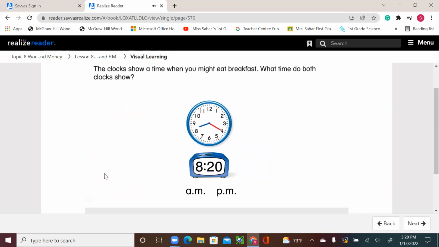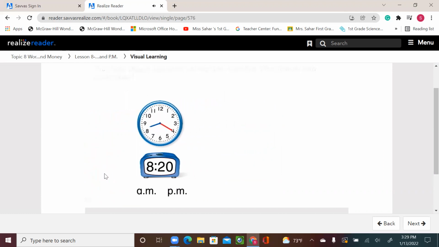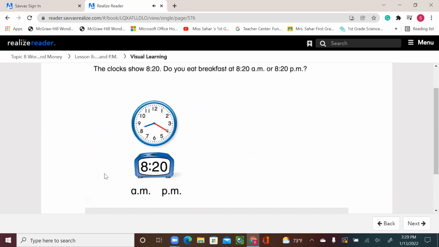The clock shows a time when you might eat breakfast. What time do both clocks show? The clocks show 8:20. Do you eat breakfast at 8:20 a.m. or 8:20 p.m.? Select your answer.